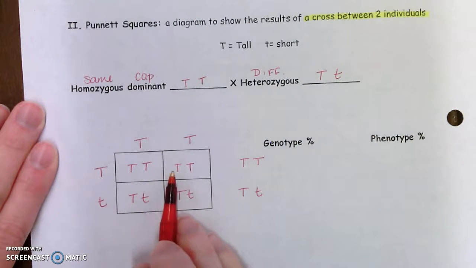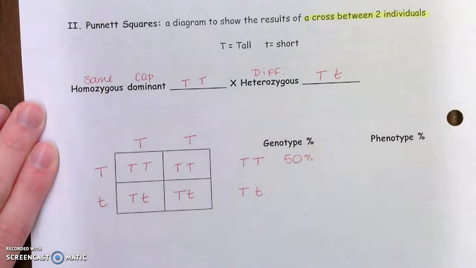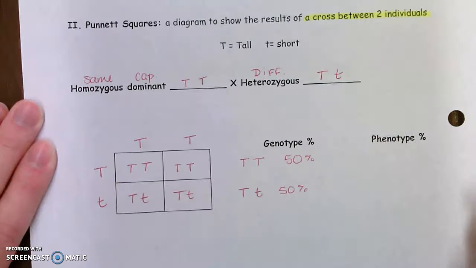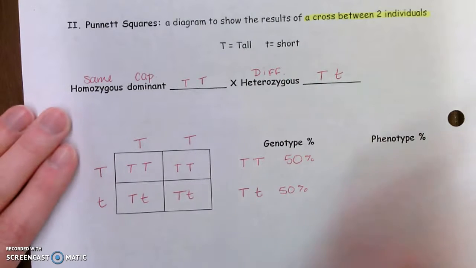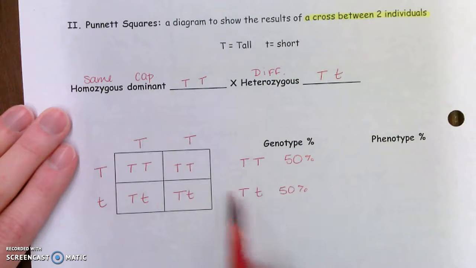So there's 2 boxes with capital T, so that means 50% of the boxes, or 50% of the offspring, would have capital T. Okay? And there's a 50% chance that their offspring would have capital T, lowercase t. So 50% chance that the offspring could have this genotype, 50% chance that the offspring could have this genotype.